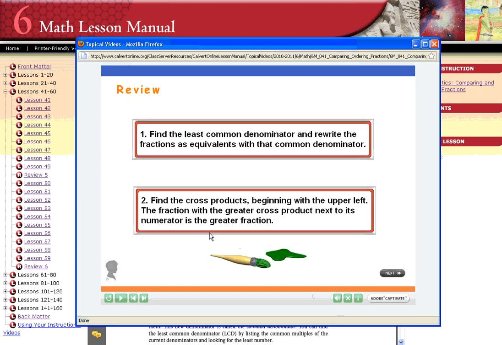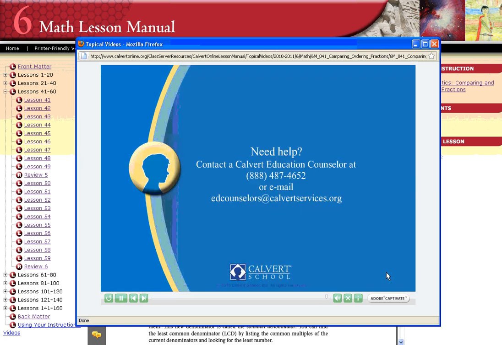Today you have learned two ways to compare and order fractions. The first method involves finding the least common denominator of the fractions and then rewriting the fractions as equivalents with that common denominator. The second method involves finding cross products. The fraction that has the greater cross product written next to its numerator has the greater value. You may use either of these methods to help you compare and order fractions. Please review any information that you do not understand.